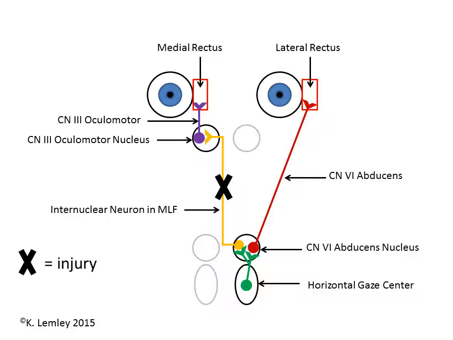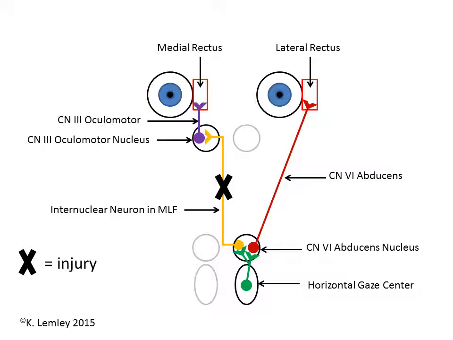With lateral gaze paralysis, remember, because we damaged both the yellow and the red, neither eye moved to the left. In this case, the left eye moves to the left, but the right eye doesn't. So that's the main difference in what you see.